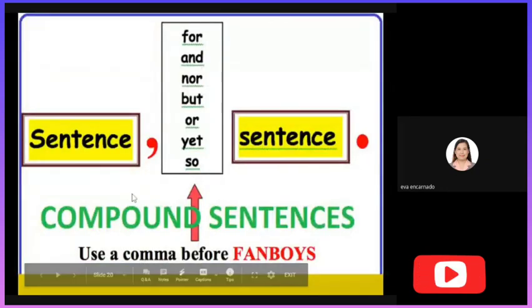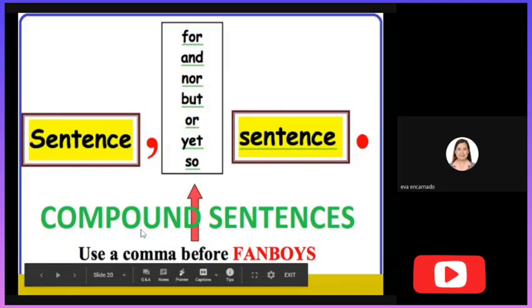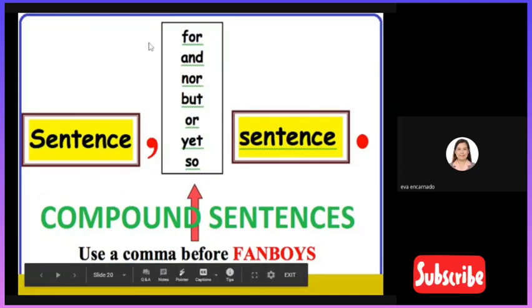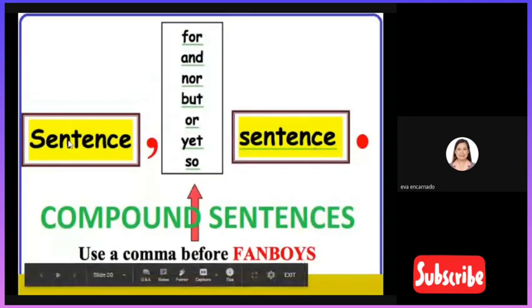So, in our previous lesson, the compound sentence, we have a compound sentence composed of two independent clauses joined by FANBOYS or a coordinating conjunction. Okay? After your first independent clause, put a comma and then write your coordinating conjunction and then your next independent clause. That is the pattern.